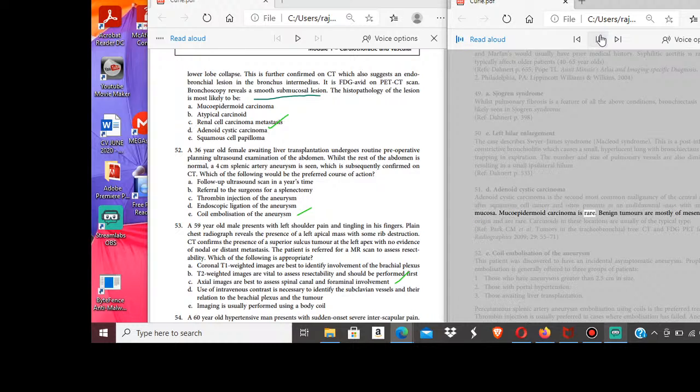Mucoepidermoid carcinoma is rare. Benign tumors are mostly of mesenchymal origin and are rare. Carcinoids in these locations are usually of the typical type. Ref. Park CM et al. Tumors in the tracheobronchial tree, CT and FDG PET features. Radiographics 2009, 29, 50.